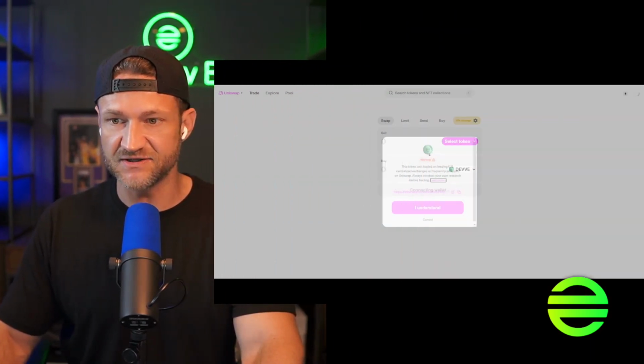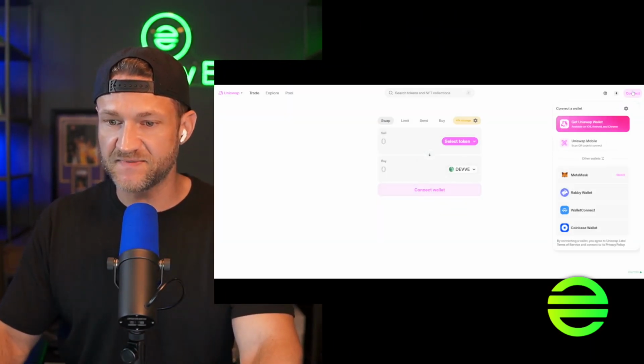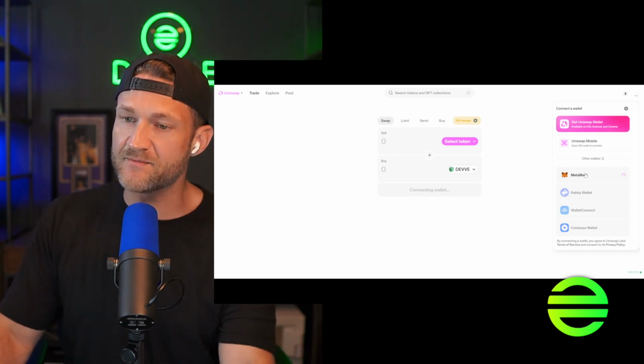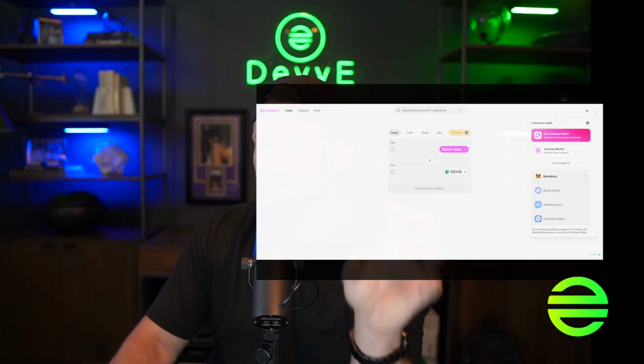And so what this is going to do, let's get rid of that. And we want to do Devve. So let's do Devve. Bada bing. There it is. I understand. I'm going to connect my wallet, my MetaMask real quick. Now, remember, I'm on the Flashbots RPC right now. I added it to MetaMask and then I changed to it.